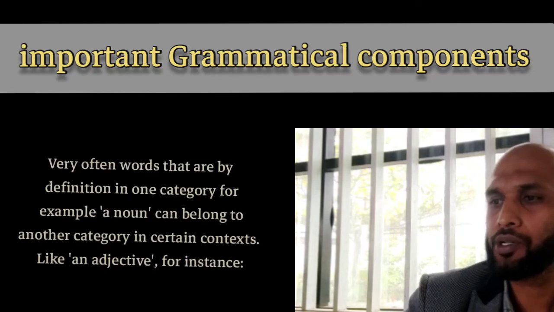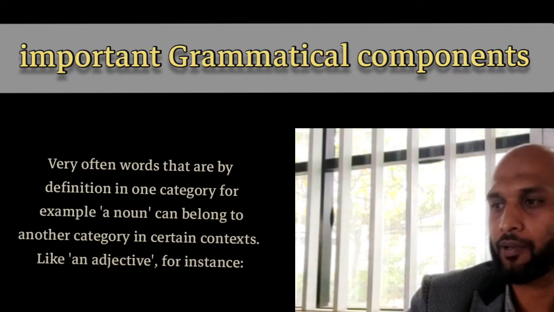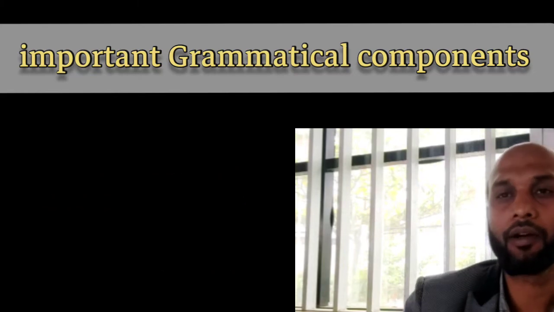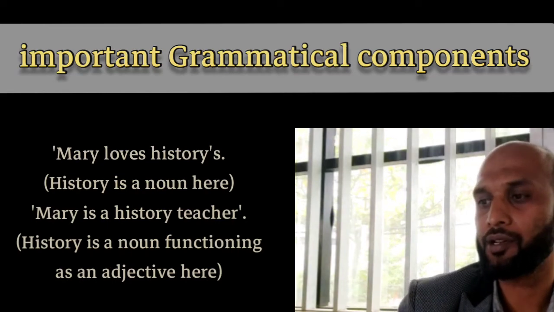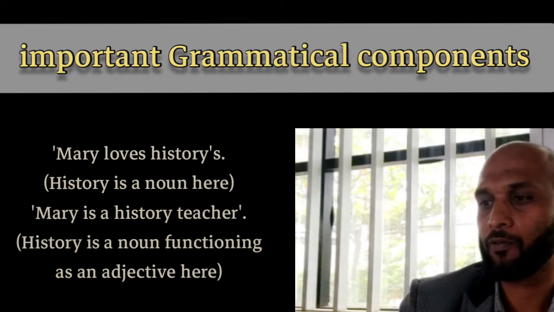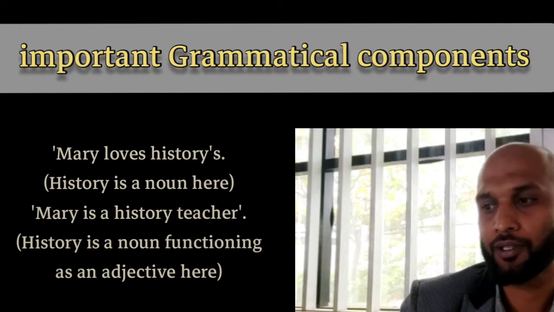Very often, words that are by definition in one category, for example a noun, can belong to another category in certain contexts, like an adjective. For instance, Mary loves history. History is a noun here. Mary is a history teacher. History is a noun functioning as an adjective here.